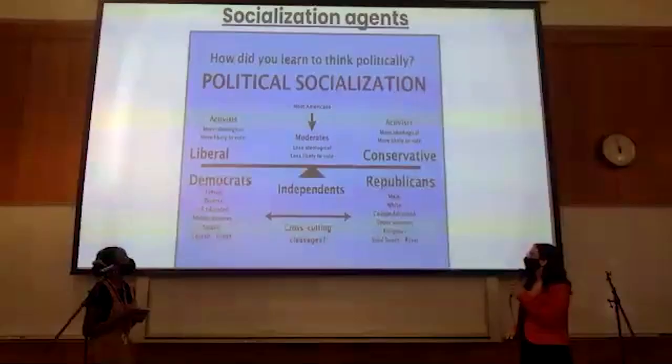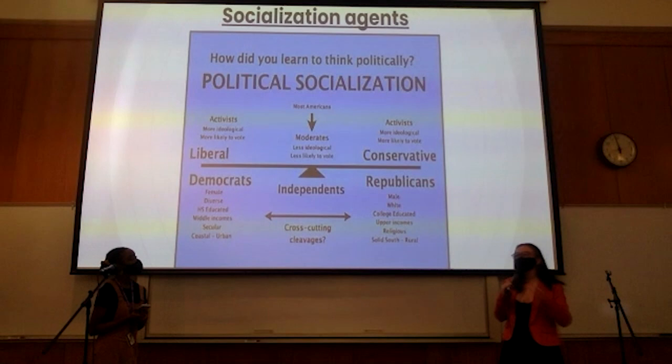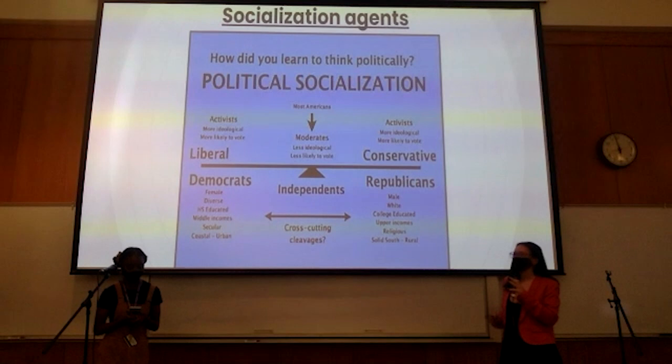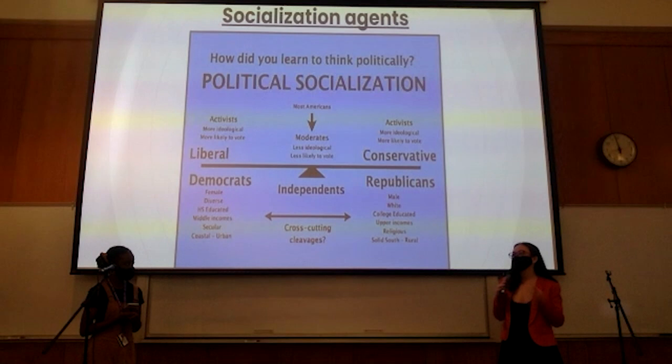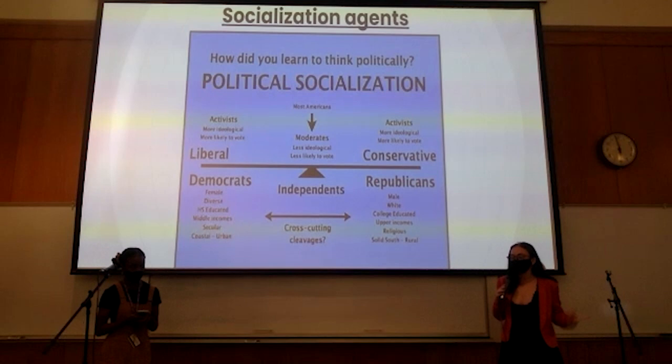And then socialization agents. That's a really important thing to know when talking about how we come to our own political ideologies. Socialization agents are just parts of who we are that shape our beliefs. So this could be our gender, our ethnicity, race, socioeconomic status, our education level.